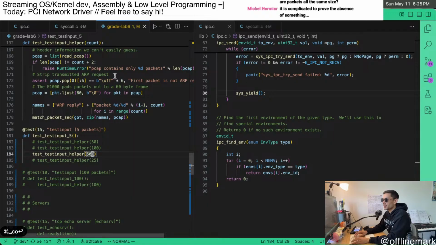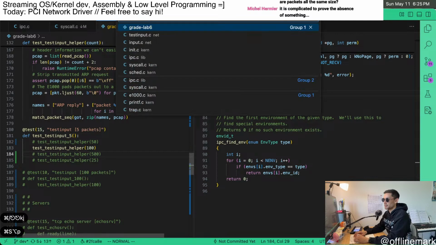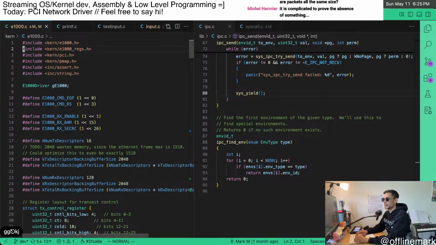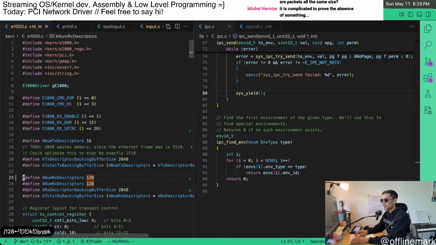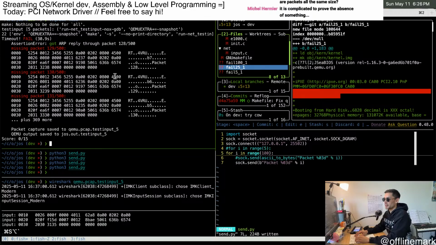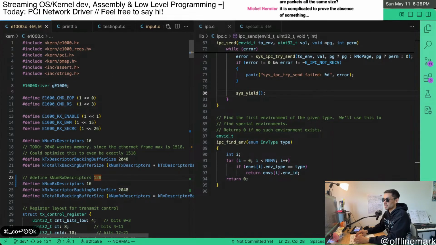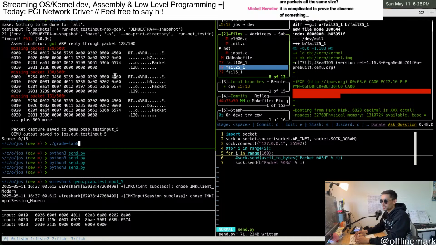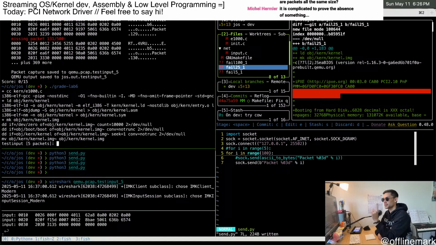Here's what I'm going to do. I'm going to bring this back to 100, but I'm going to change the size of the receive ring buffer. It's at 128. What if I just make it way smaller, like 16, or even 8? I'm actually curious if our tests still pass. Even the 50, does that still pass? Because the fact that this thing doesn't work suggests that there's a problem with the wraparound.